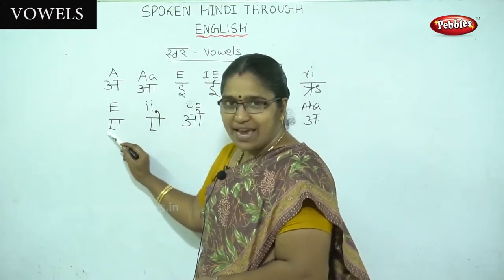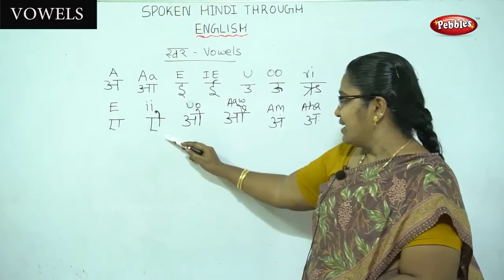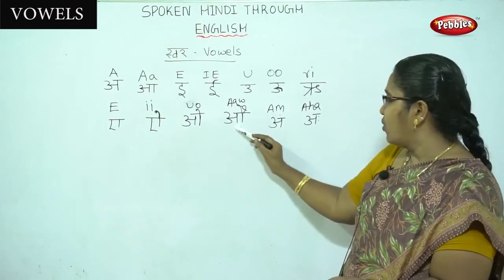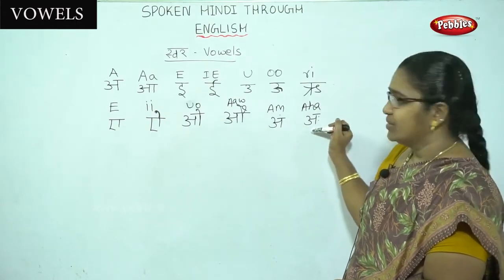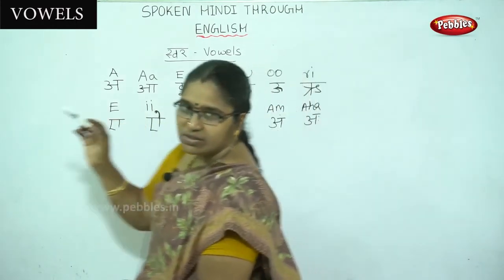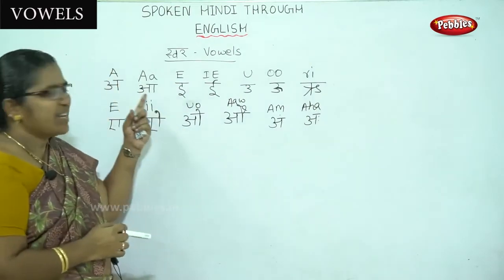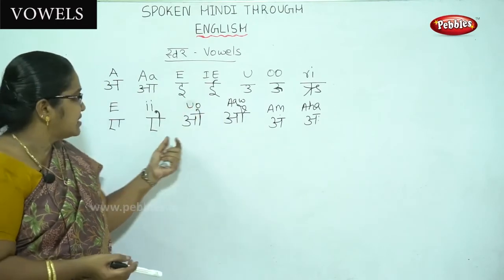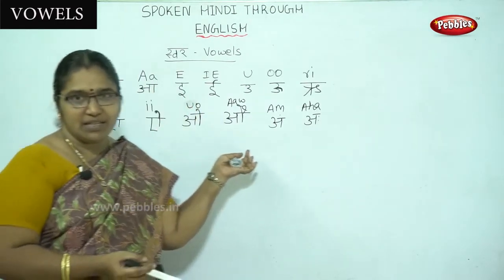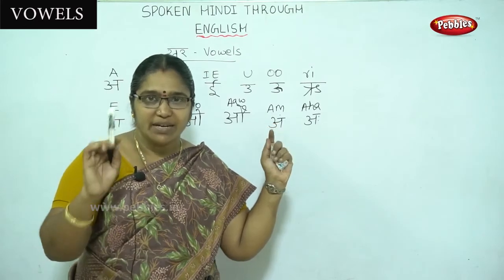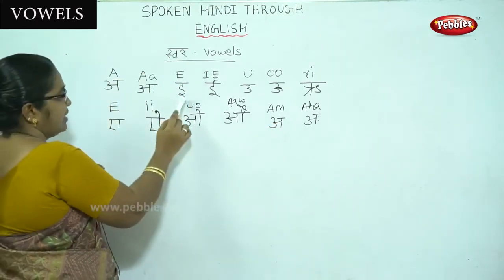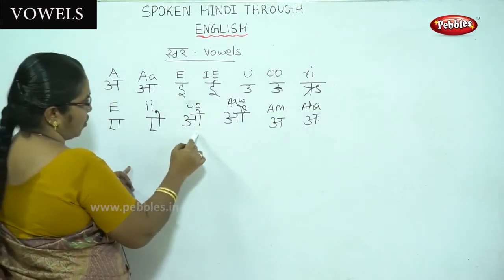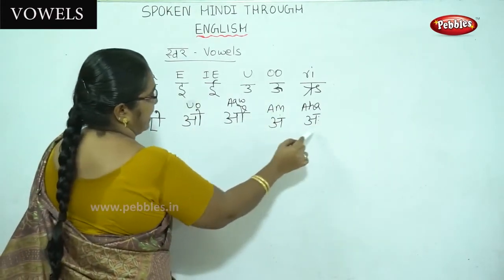This one is A, this one is I, this one is ow, this one is O, ow, aha. We can easily follow the above English letters and pronounce them. These are the vowels in Hindi: a, e, u, re, a, I, o, ow, aha.